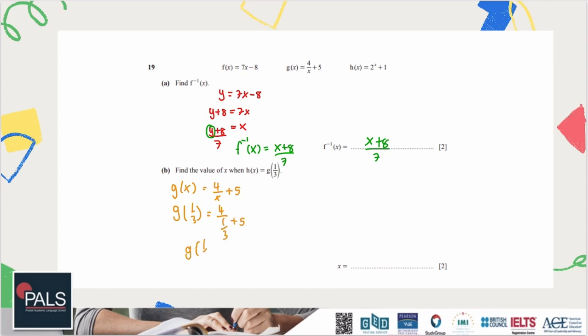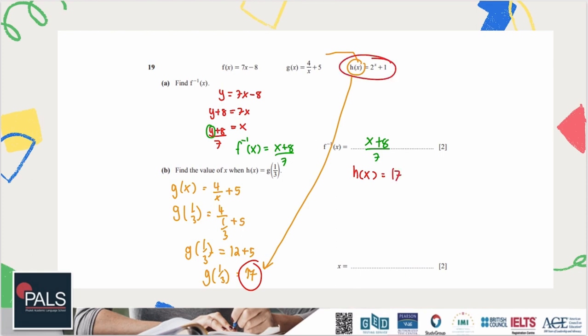So g(1/3) equals 12 plus 5, right? So g of 1/3 equals 17, right? And then h(x) equals g(1/3). So what does it mean? It means h(x) equals g of 1/3, which is 17, right?